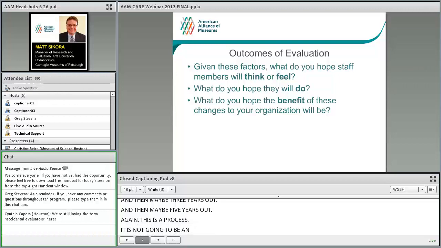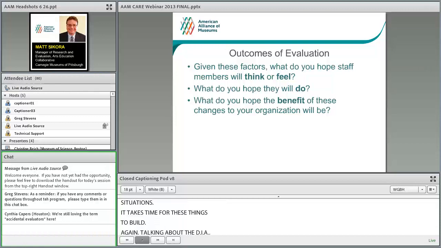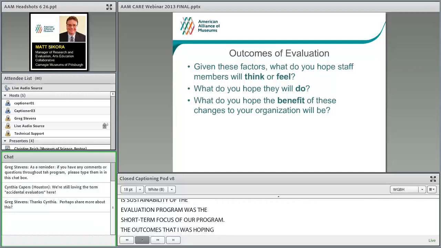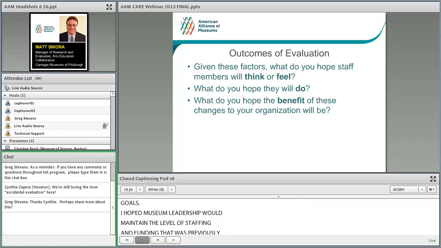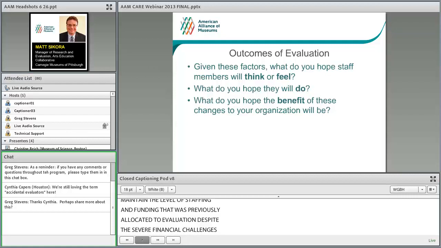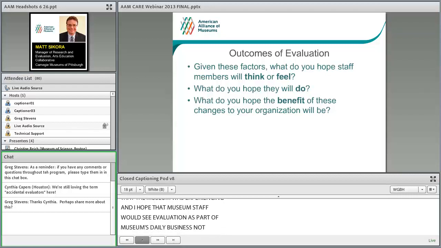Again, this is a process. It is not going to be an overnight thing, like many change processes or learning situations. It takes time for these things to build. Talking about the DIA, given the financial challenges, the sustainability of the evaluation program was the short-term focus of our program. The outcomes I was hoping for were fairly straightforward. I hoped staff would believe that evaluation could help them solve some of the challenges they faced and achieve some of their goals. I hoped museum leadership would maintain the level of staffing and funding previously allocated to evaluation despite the severe financial challenges the museum was experiencing. And I hoped that museum staff would begin to see evaluation as part of the museum's daily business.